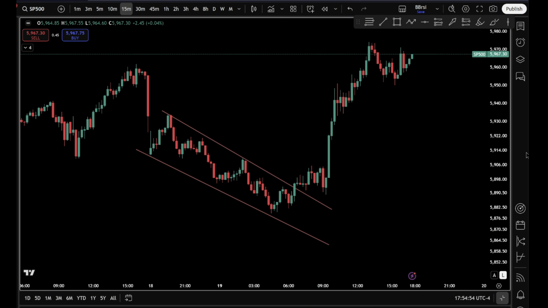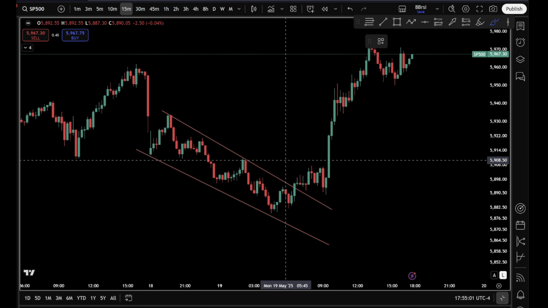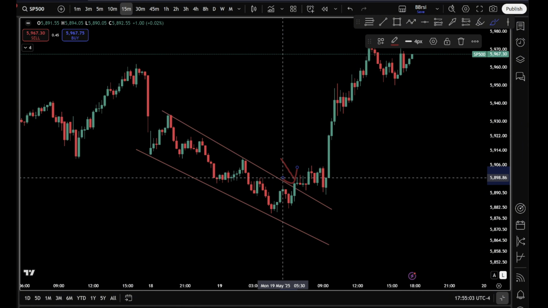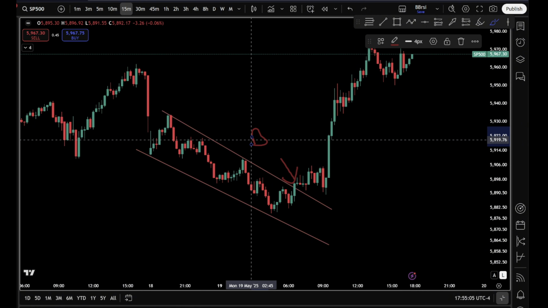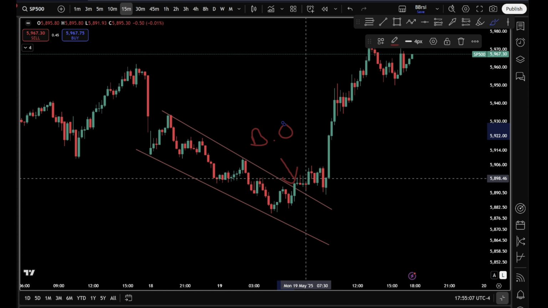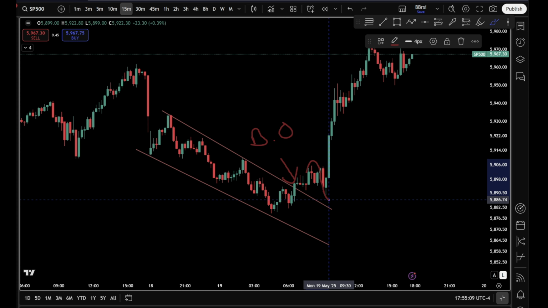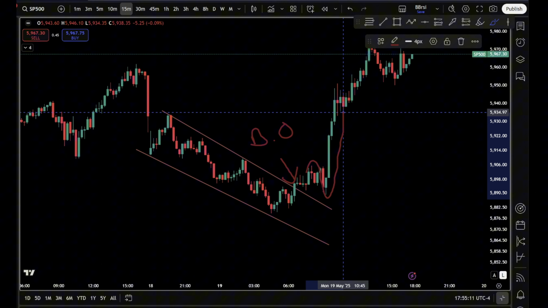So over here, we see how the channel was broken right here. This is a breakout. It came for a retest before it went back up.